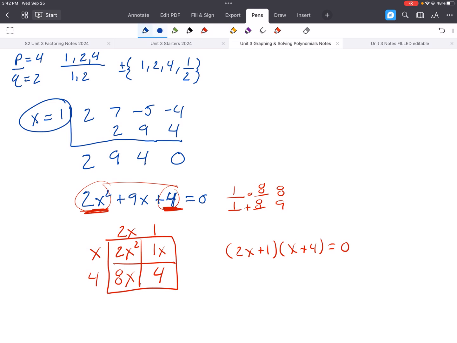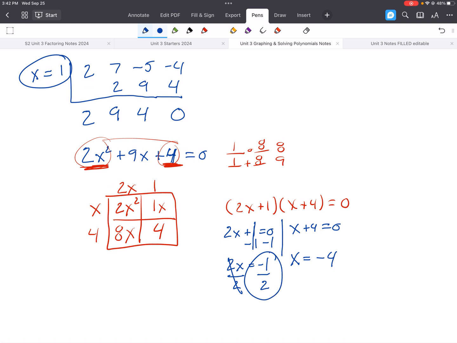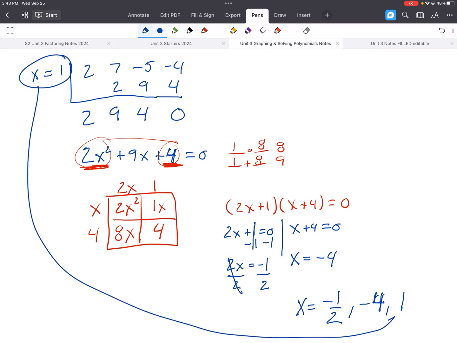And then we just need to solve. So either 2x plus 1 has to be equal to 0, or x plus 4 has got to be equal to 0. So for this one, this is probably the easier one. X would have to be -4. Here, I would encourage you to just actually solve this part. So we'd subtract 1 from both sides. So 2x equals -1. And then we'd have to divide both sides by 2. So we've got -1/2. Well, I'll just rewrite it. So x is equal to -1/2, -4, and 1. Again, the 1 comes from here.